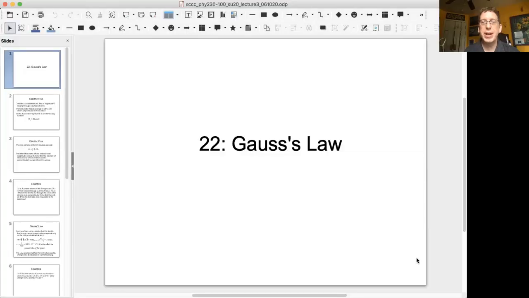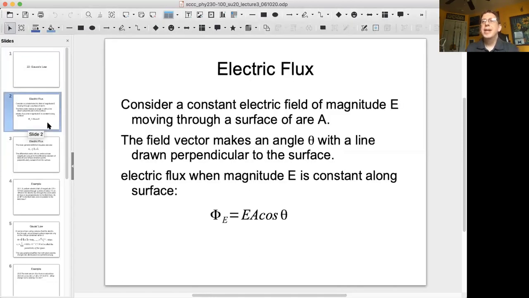The first thing you need to talk about when you're talking about Gauss's law is the concept of electric flux. So electric flux is a measure of the component of the electric field that is penetrating through a surface. So the surface has an area A, and the electric field is crossing through it. The electric field vector makes an angle theta with the line drawn perpendicular to the surface.